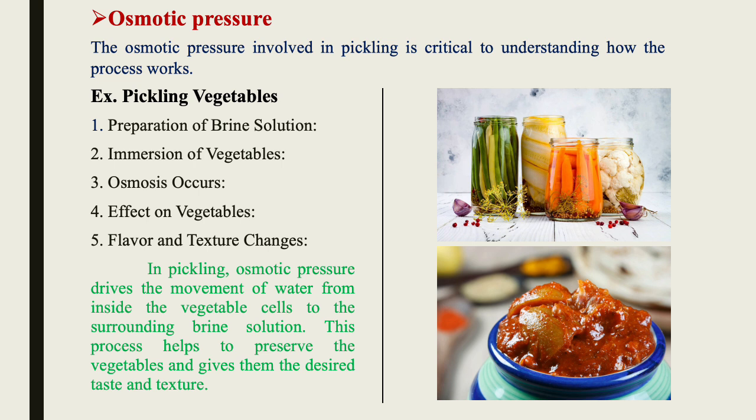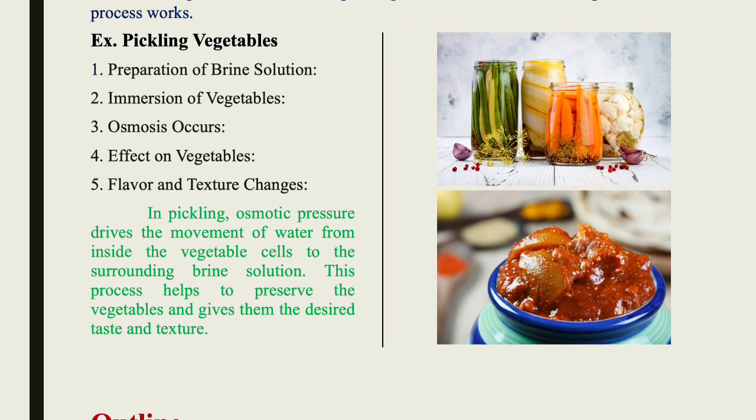To summarize, in pickling, osmotic pressure drives the movement of water from inside the vegetable cells into the surrounding brine solution, and this process helps to preserve the vegetables and give them the desired taste and texture. So this is the best day-to-day life example of osmotic pressure.